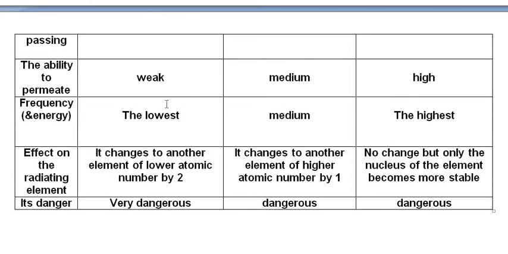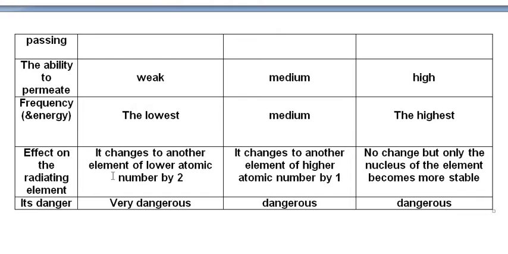The ability to permeate or to pass through mediums: alpha particles have large mass, so their ability to permeate is the weakest. The highest one is the gamma, while beta radiation has medium ability to permeate. The frequency of the alpha particles is the lowest, and that of the gamma is the highest, while beta is medium. Effect on the radiating element.